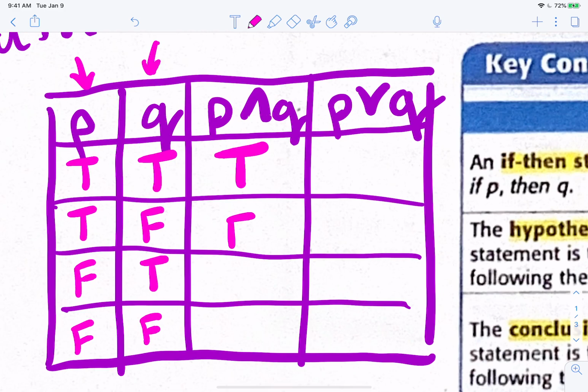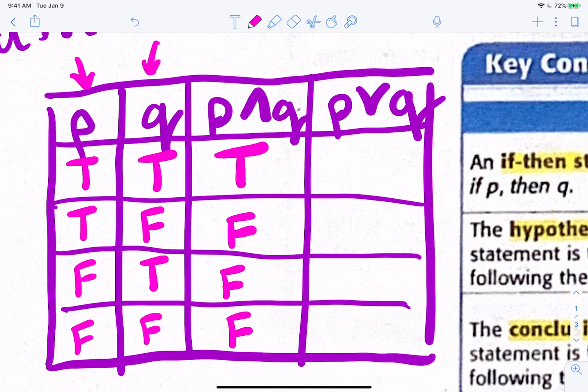Okay, the 3rd one, is P and Q true? No, so I put False. The 4th one, is P and Q true? No, so I put False. Okay? Now this other one, the 4th column, says or.